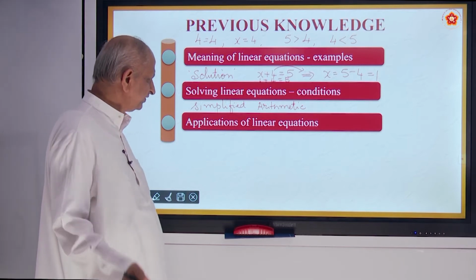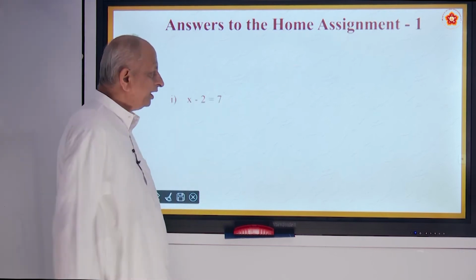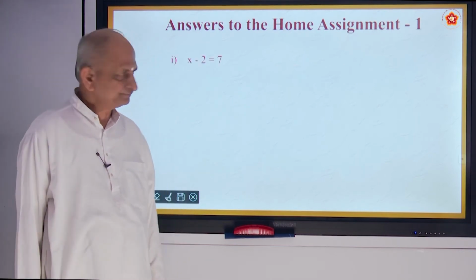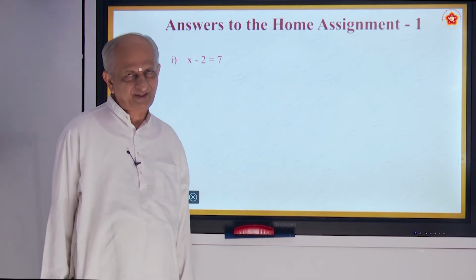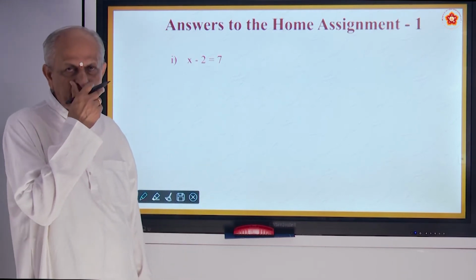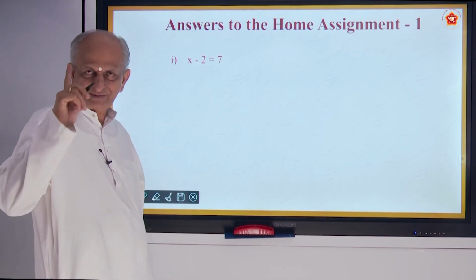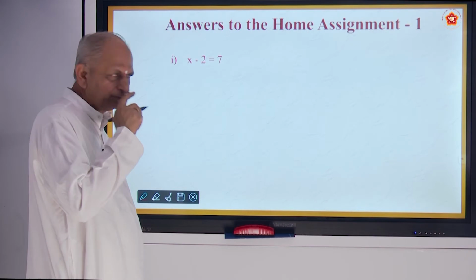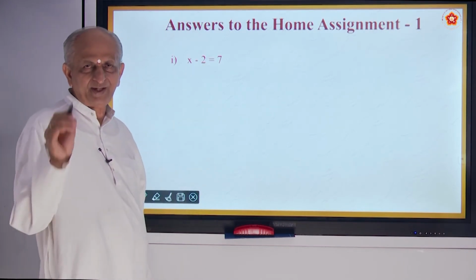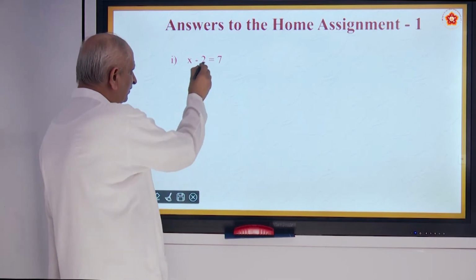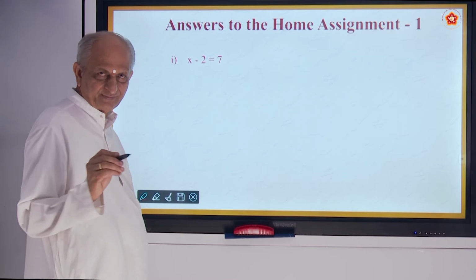Now, come on, all of you sit straight. Okay? Now, we will work out the home assignment. The first question is x minus 2 is equal to 7. What is the unknown here? X. What is the degree of that x? 1. Okay. So, it is called a linear equation. Why is it called an equation? There is an equal sign here. So, how to get the value of x?